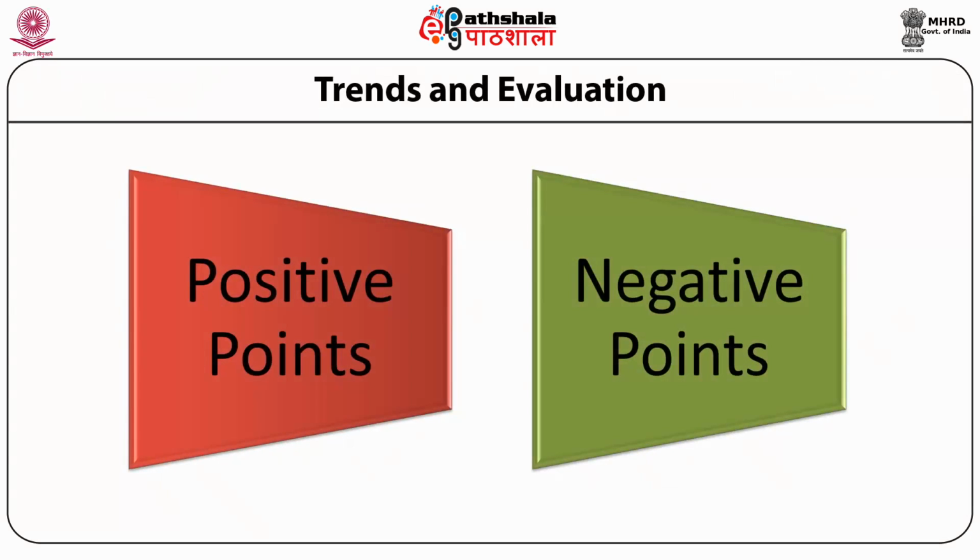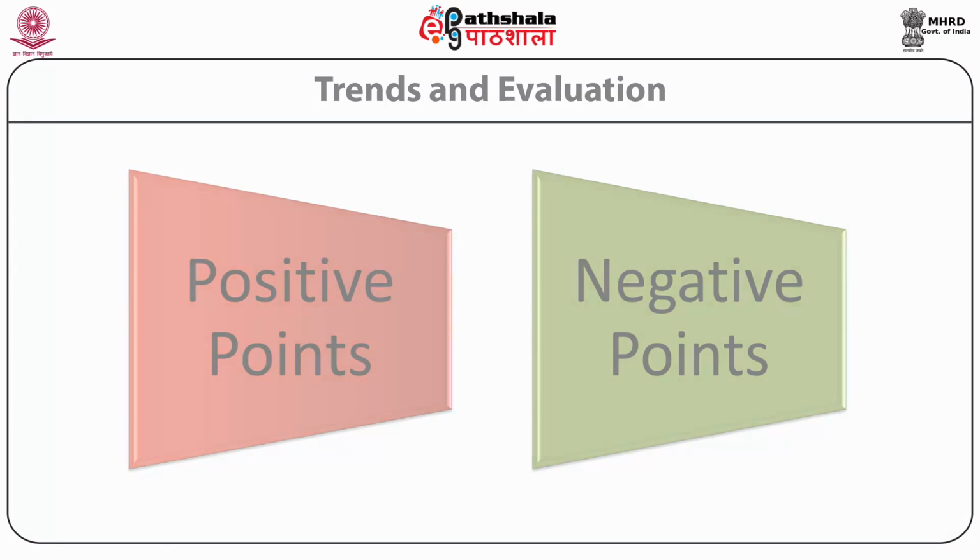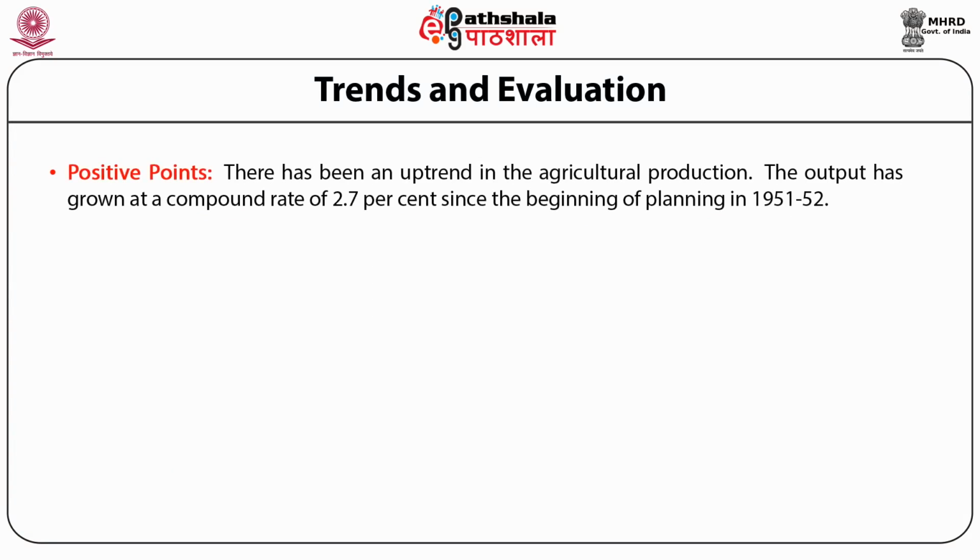The various trends and their evaluation. We are going to see the positive points and the negative points of the cropping pattern in Indian agriculture. In the positive points, we have noticed that there has been an uptrend in the agriculture production.